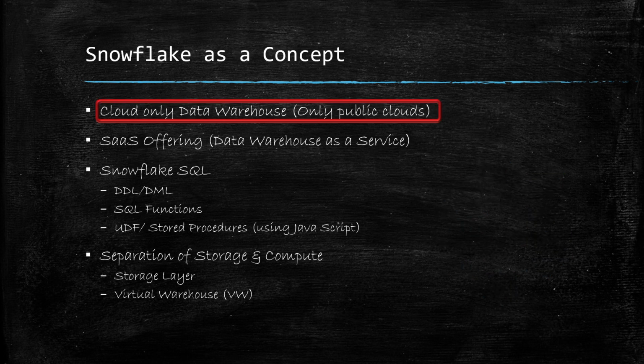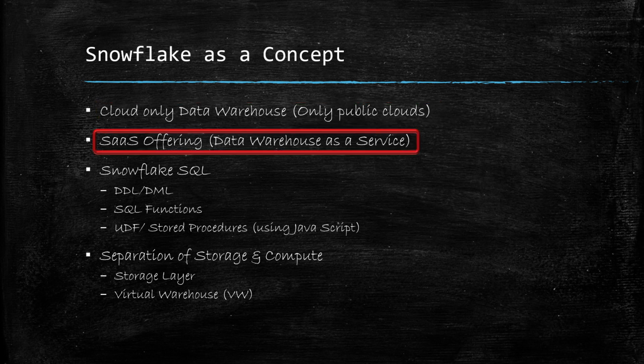Snowflake is a cloud-only data warehouse. What does it mean that it's a cloud-only data warehouse? It simply means a data warehouse which is completely hosted over cloud and can only work with public cloud like AWS from Amazon, Azure from Microsoft, and GCP from Google, and cannot be used with private or hybrid cloud.